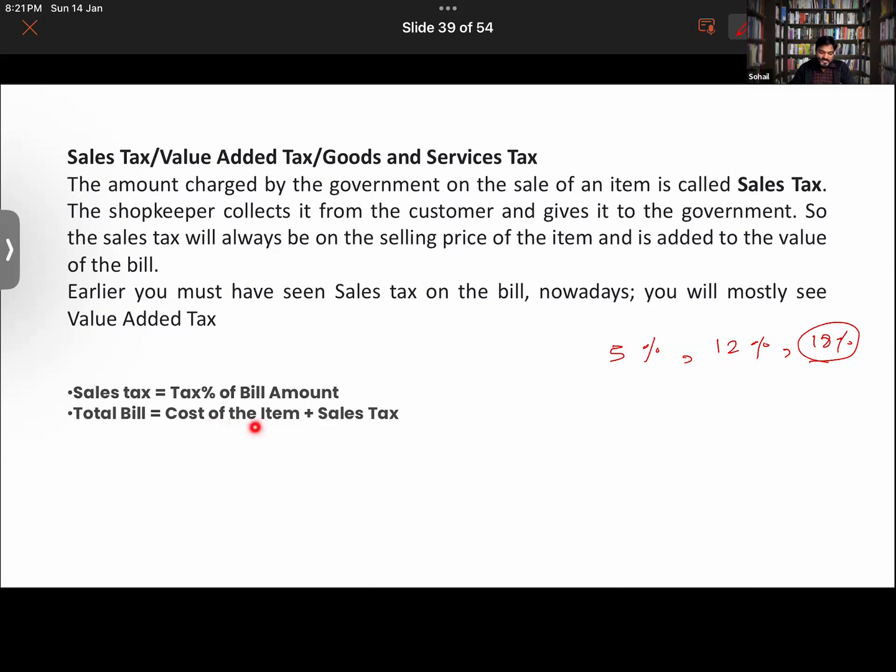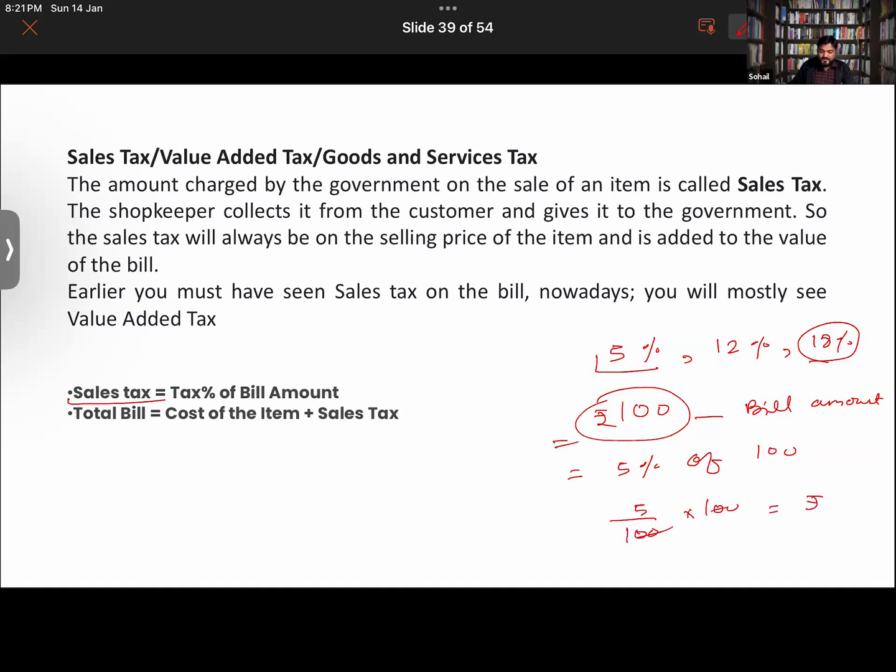How do we find the sales tax? It is the given percent of the bill amount. For example, if you are purchasing an article of 100 rupees, and the GST on that article is 5%, the total sales tax you have to pay on that article will be 5% of this bill amount. Yes, 105? No. Right now we are only talking about the sales tax, not the total bill. It will be 5% of 100. That is 5 upon 100 times 100, meaning that it is simply rupees 5. Getting it now? Yes, sir.